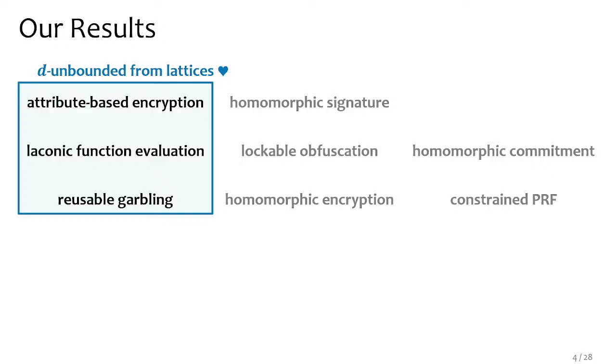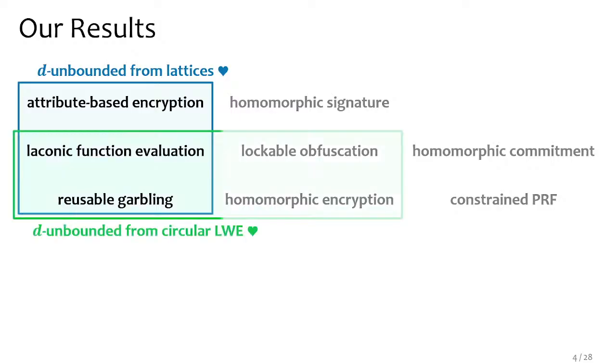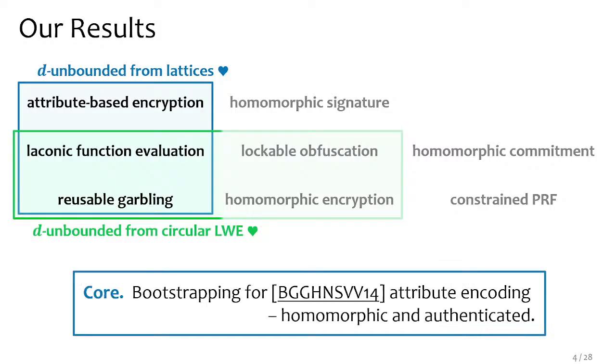So the result in this work is that we introduce a new technique that allows us to obtain depth unbounded versions of these primitives from lattices, namely attribute-based encryption, laconic function evaluation, and reusable garbling. Moreover, for the laconic function evaluation and reusable garbling, we only need circular LWE, which is the same assumption to get depth unbounded homomorphic encryption. And the core of our technique is a bootstrapping method for the BGG+ encoding that allows you to authenticate a computation.